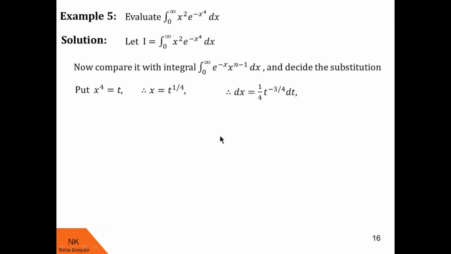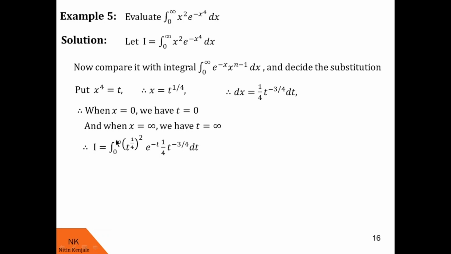Now let's check limits for t. When we put x is equal to 0, t will also become 0. Similarly, when x is infinity, t is also infinity. Now let's transform this I from variable x to variable t. We see I becomes integral of x square can be written as t raised to 1 by 4 whole square into e raised to minus x raised to 4 can be written as e raised to minus t, and dx is 1 by 4 t raised to minus 3 by 4 dt.